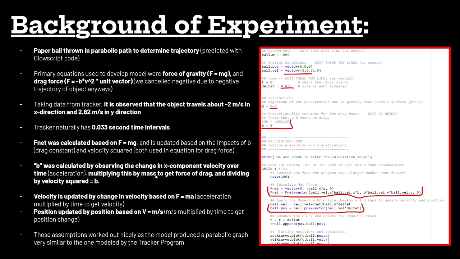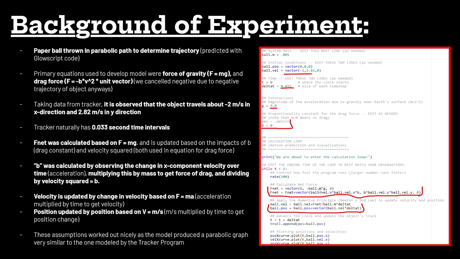Now the background of the experiment. So like I said, we have a paper ball thrown in a parabolic path to determine trajectory. The primary equations that were used to develop this coded model were the force of gravity, F equals mg, and the drag force, which is this equation right here. And taking data from the Tracker, you can see the object travels about -2 meters per second in the x direction and 2.82 meters per second in the y direction. And then Tracker naturally has 0.033 second timestamps that I put in these two paths right here.